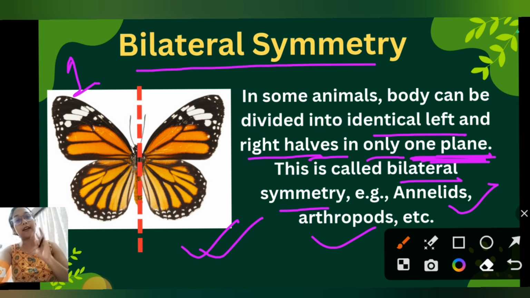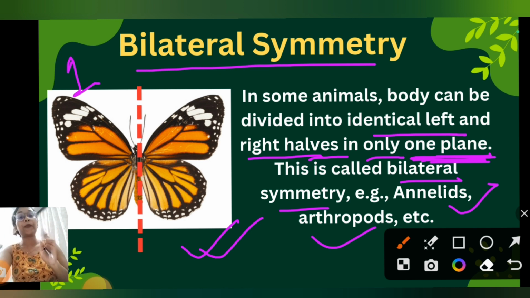Symmetry is divided into two: asymmetrical and symmetrical. An asymmetrical example is Porifera, especially the sponges. Then symmetrical has two types. One is radially symmetrical, which we can divide into many planes, and bilaterally symmetrical, which we can divide into one plane, and in both of them we get identical halves.